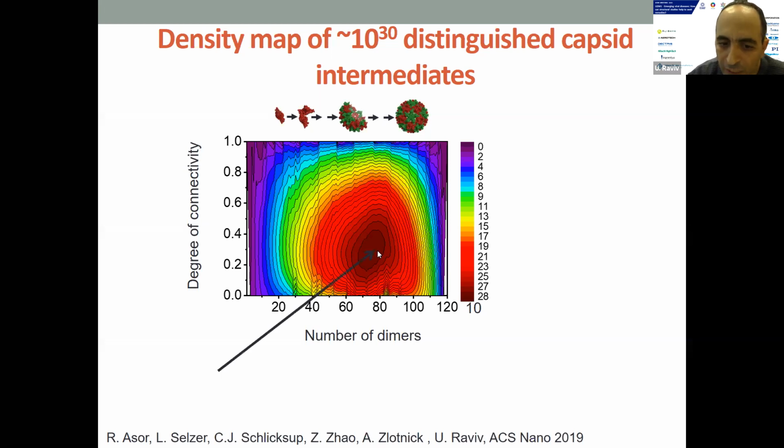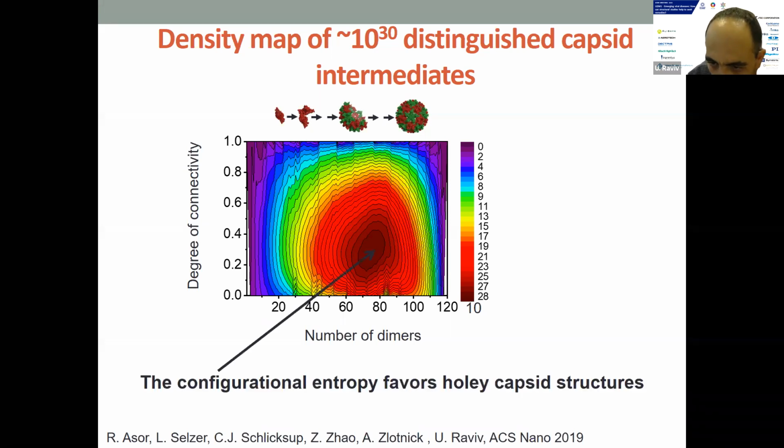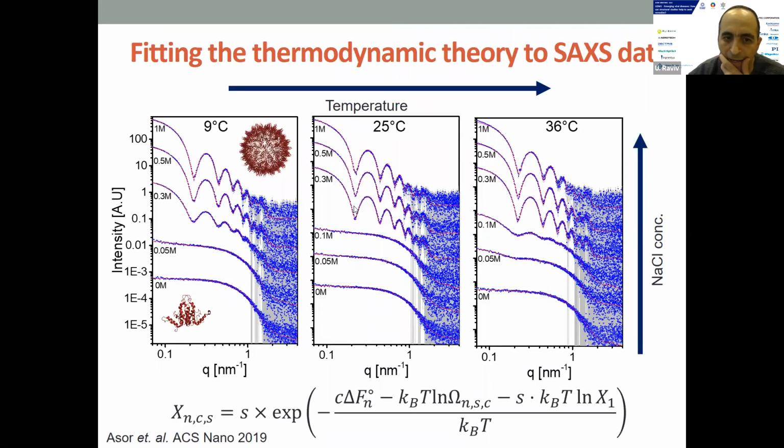So in order to really, holy capsids are here, and they are favorable by entropy because there are many, many states here. And to explain the data, we had to take into account the stability. So what we did here is we used this enumeration of states to explain the data by modeling representative states, only a few thousand. You don't need all the 10 to the 30.